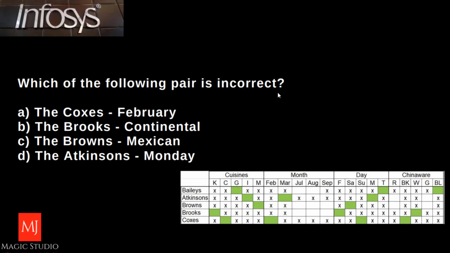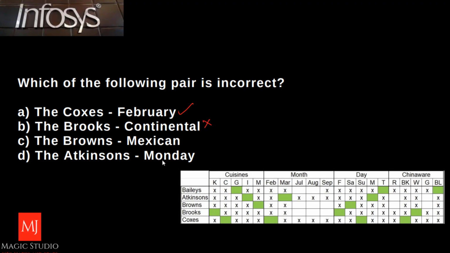And for the third part of the question, which of the following pair is incorrect? Coxes on February is correct. Brooks Continental. Brooks are not serving Continental. Brown's Mexican is correct. At Kickson on Monday. At Kickson are serving on Mondays, correct? Which one is the incorrect? Brooks Continental. Option B should be selected.